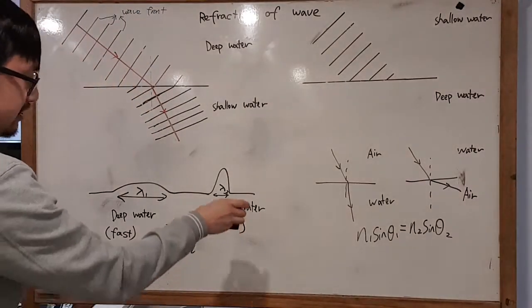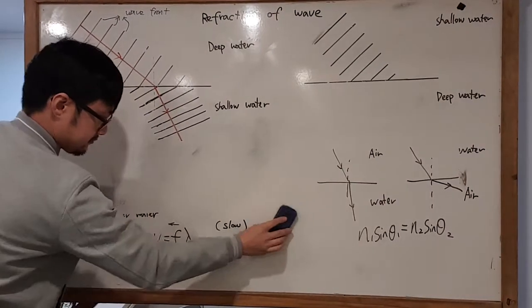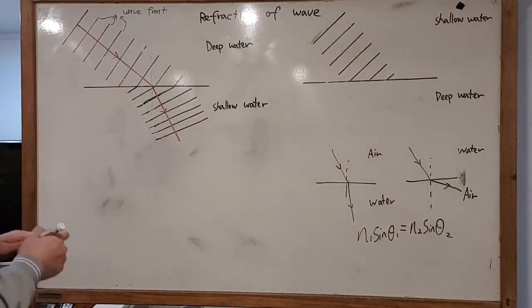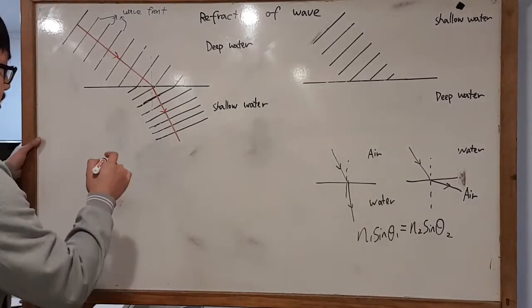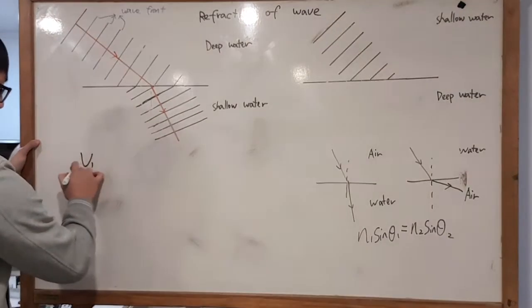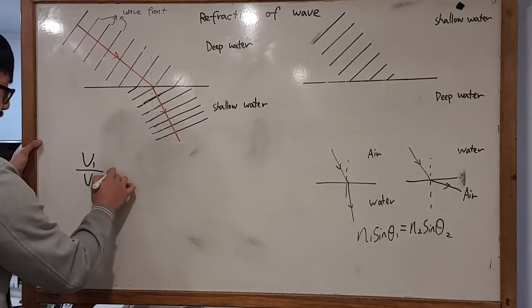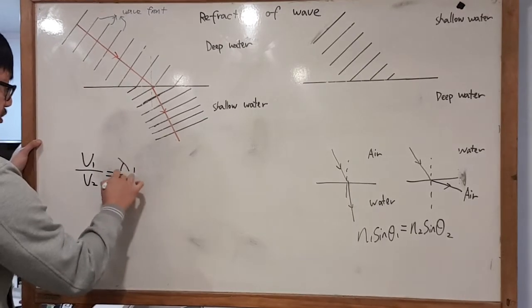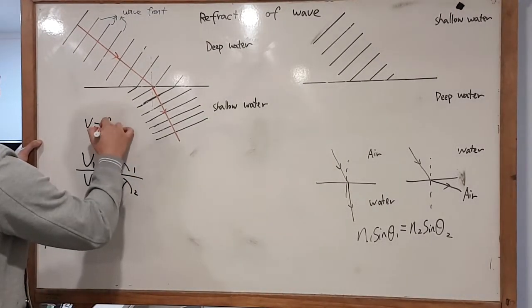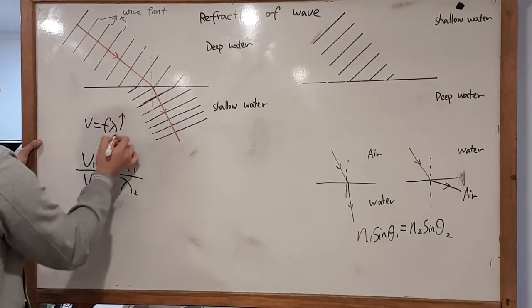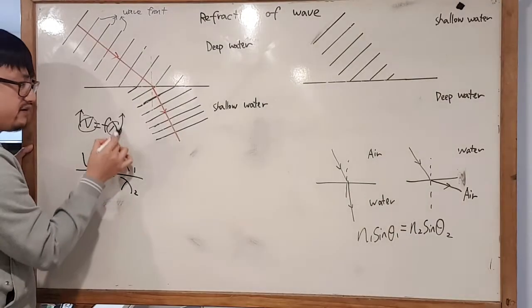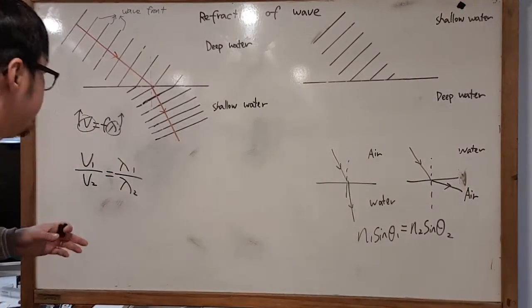All right, so I'm going to take this away. So now let's have a look. Over here, I can establish some equations, okay? So say V1 over V2 is going to equal lambda 1 over lambda 2. The reason for that is because of this. Say V equals F lambda, right? So the bigger the wavelength, the bigger the speed. Speed and wavelength are proportional.